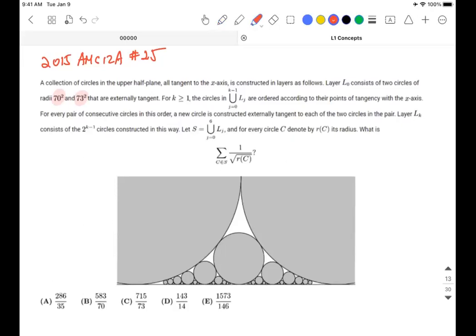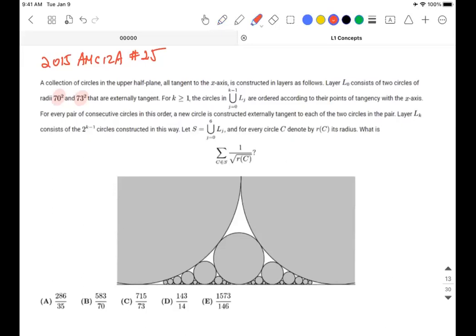They are externally tangent. For k greater than or equal to 1, the circles in the union L_{k-1} are ordered according to the points of tangency with the x-axis. For every pair of consecutive circles in this order, a new circle is constructed externally tangent to each of the two circles in the pair.